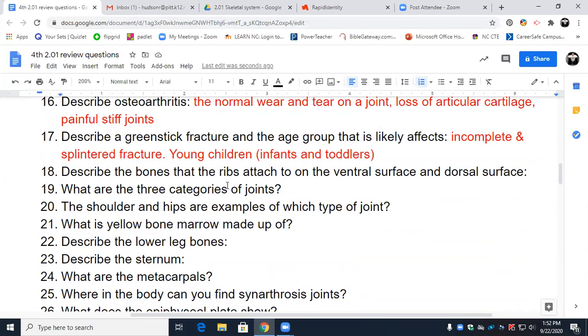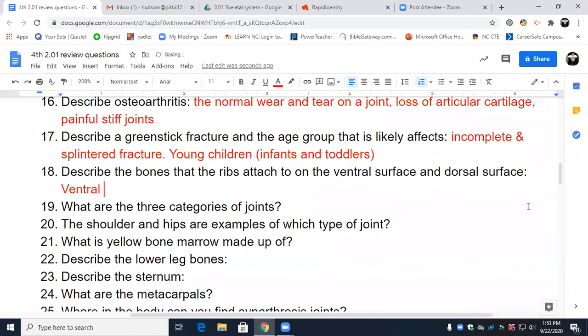So describe the bones that the ribs attach to on the ventral surface and the dorsal surface. So the ventral surface is what area? The front, so that's the anterior. So where do our ribs attach to in the anterior portion of our body? Yes, the sternum. Very good. All right, so if the ventral surface is the front or the anterior, what is the dorsal surface? The back.